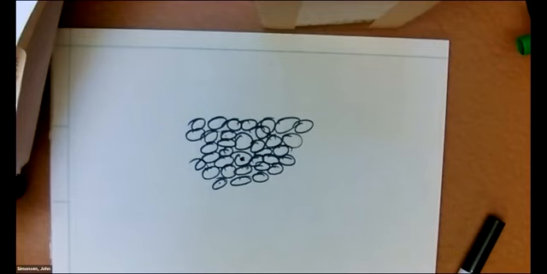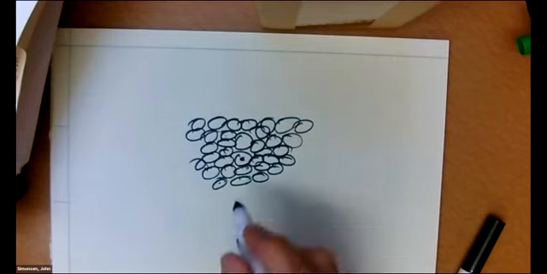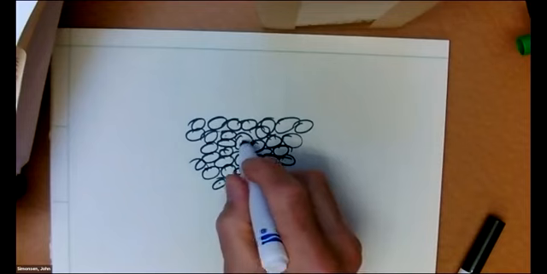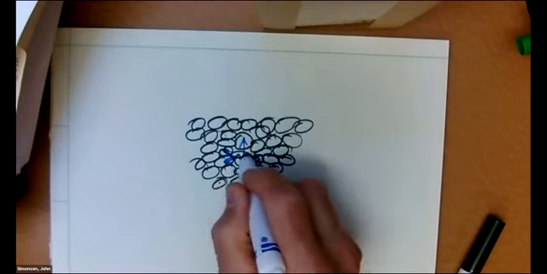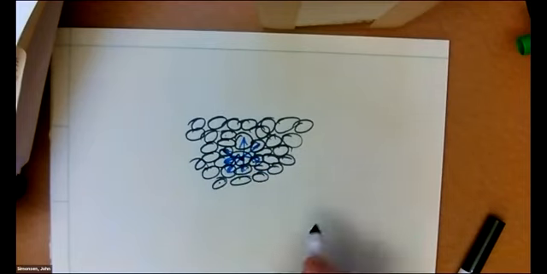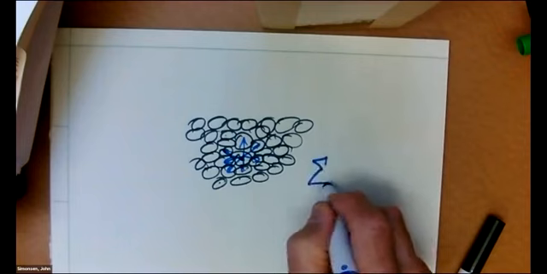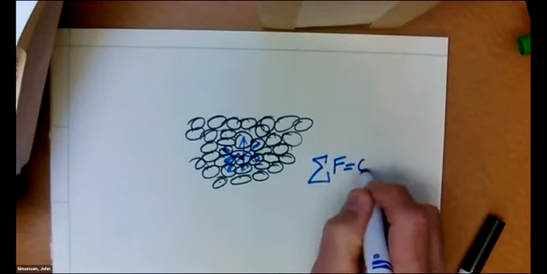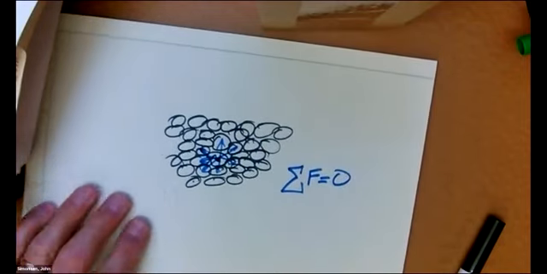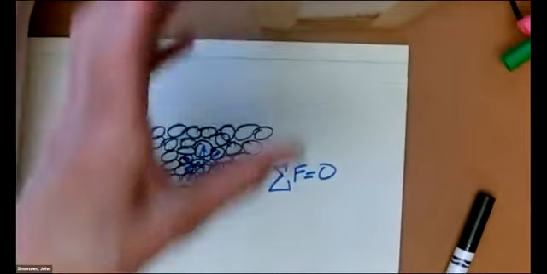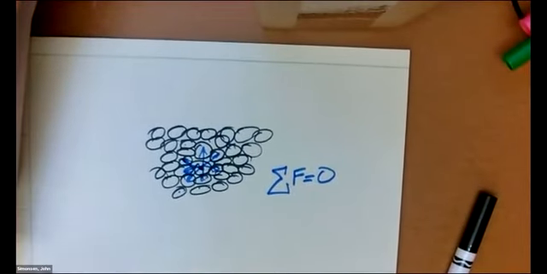Okay, so we've got forces between these molecules because they're a liquid. So we know that. So what are the forces? If we look at this one, well, there's going to be a force here, force here, force here, force here, force here, force here, force here. And if we sum those forces over time and space, they're going to equal 0.